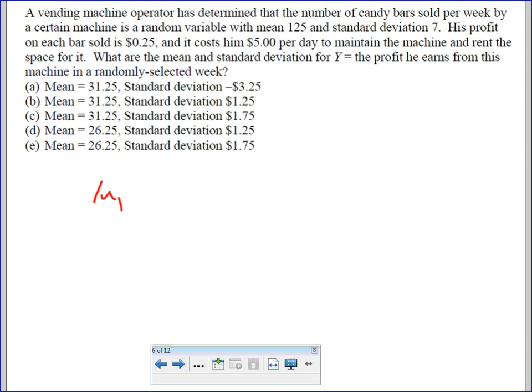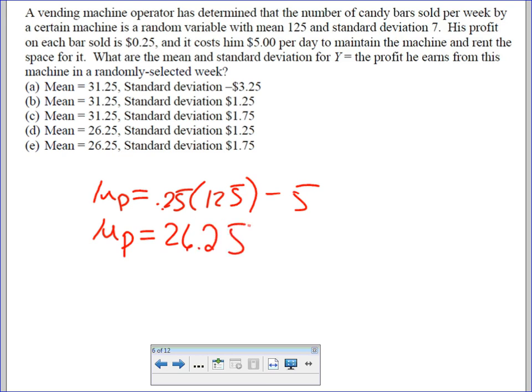So mean P is going to be 0.25 times 125 plus 5. So mean P is, this should be minus 5. Right? He has to pay for that, so it's subtracting 5 from his profits. So we get a mean of 26.25.